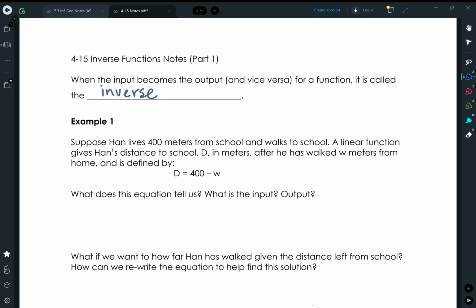Suppose Han lives 400 meters from school and walks to school. A linear function gives Han's distance to the school, D in meters, after he has walked W meters from home, defined by D equals 400 minus W.